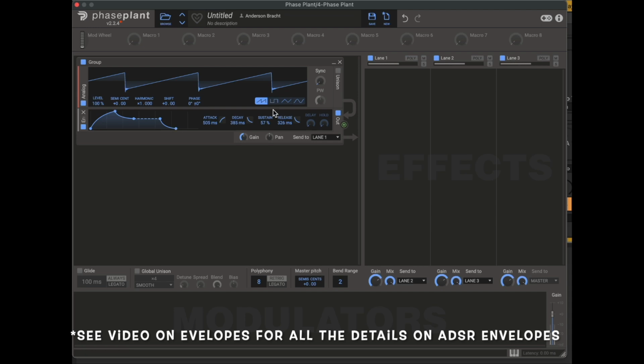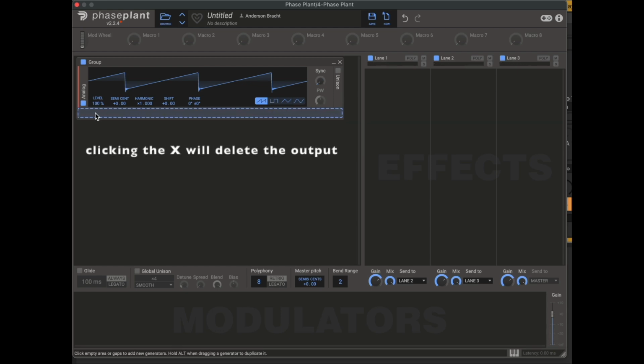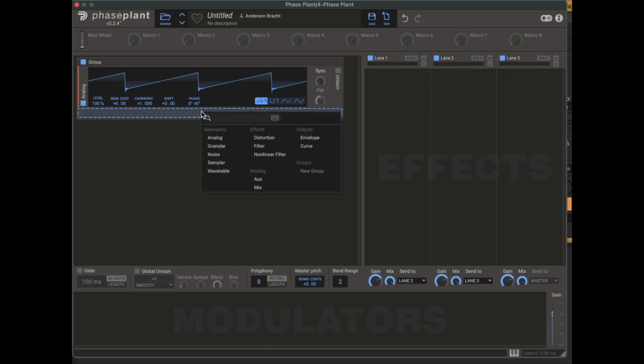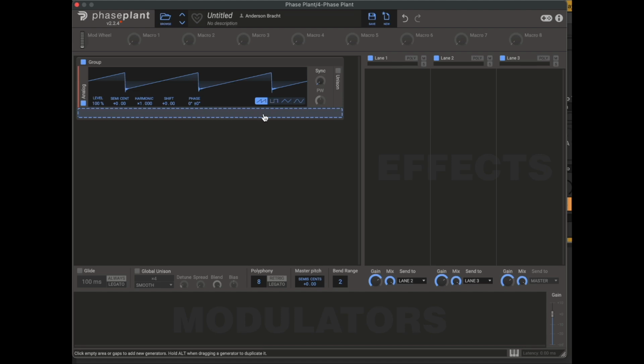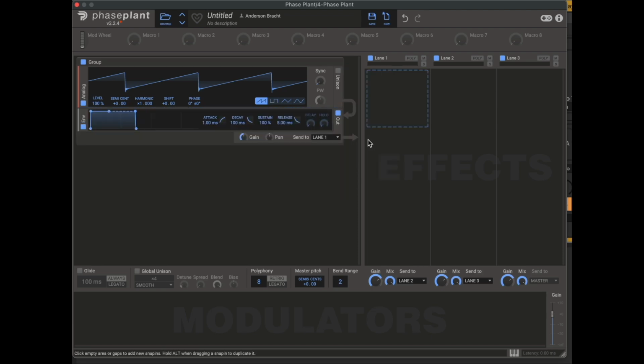The sound of this oscillator will be routed through this envelope output. There is a selectable output option here in this drop-down menu, which is currently set to lane 1. If you delete this output, you will not hear the oscillator's sound. You can reload this output by selecting here in this blue rectangle when it gets highlighted and choose Envelope under Output. This puts it back in the group with the oscillator.